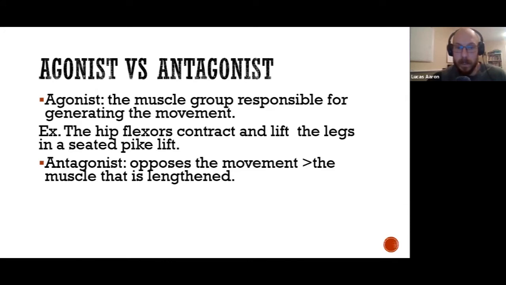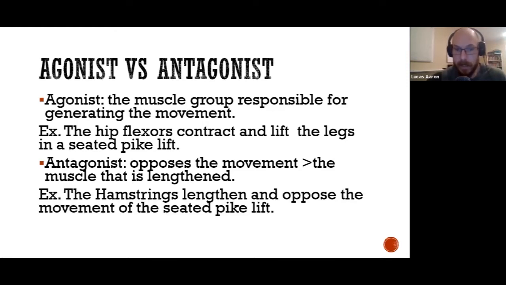Antagonist muscle groups oppose this movement, and we would think of that muscle group as the muscle in the stretch, specifically the muscle that is lengthened. So for the same exercise, the hamstrings lengthen and oppose the movement of the seated pike lift. Okay, so that would be a review of agonist and antagonist muscle groups, but our example here is to think more about how it applies to flexibility.